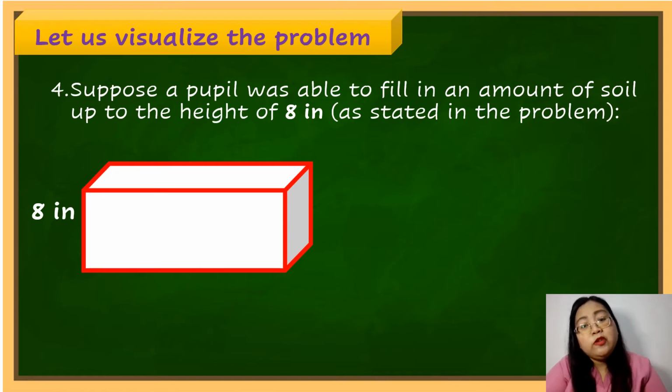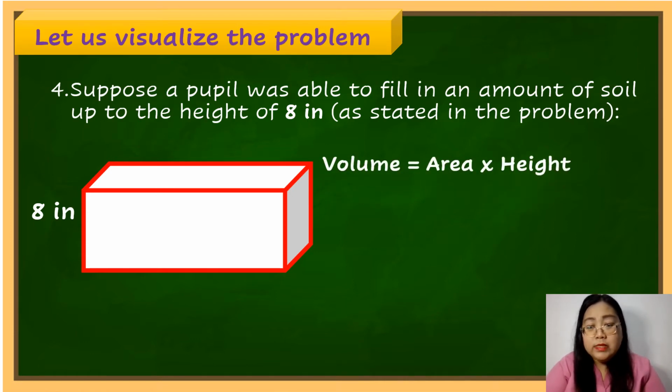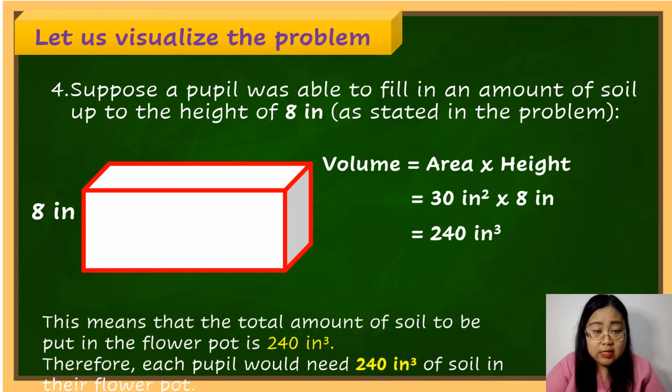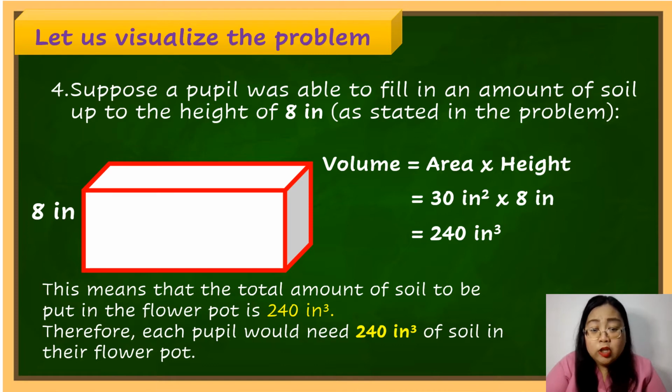Suppose a pupil was able to fill in an amount of soil up to the height of 8 inches, as stated in the problem. Volume is equal to area times height. 30 square inches area multiplied by 8 inches height is equal to 240 cubic inches. This means that the total amount of soil to be put in the flower pot is 240 cubic inches. Therefore, each pupil would need 240 cubic inches of soil in their flower pot.